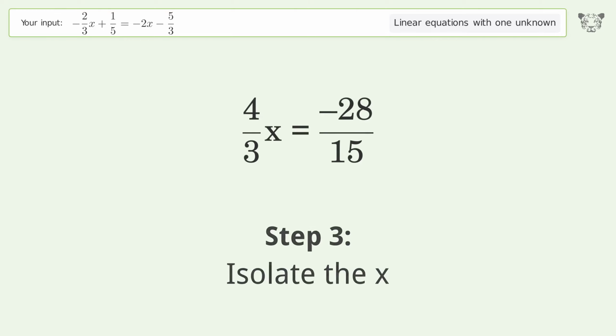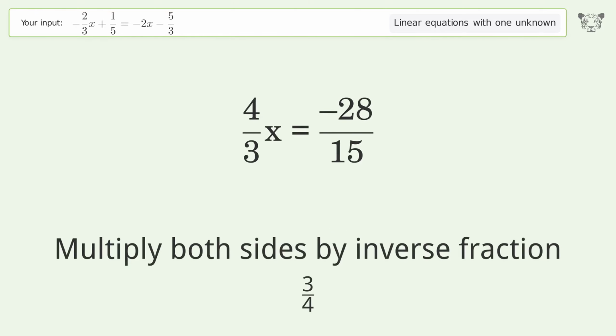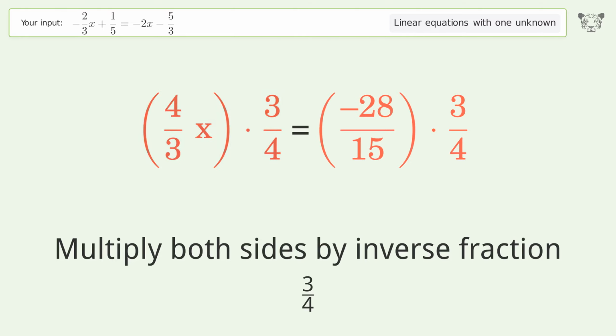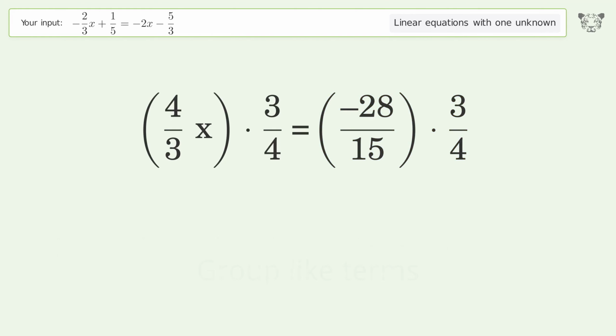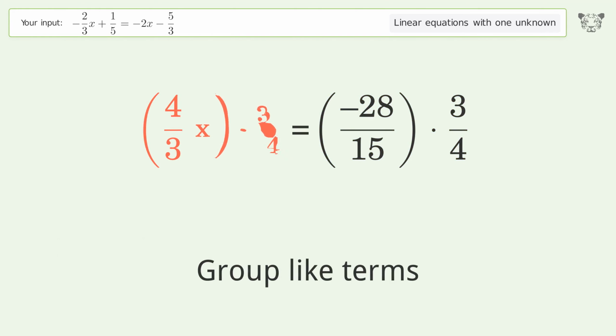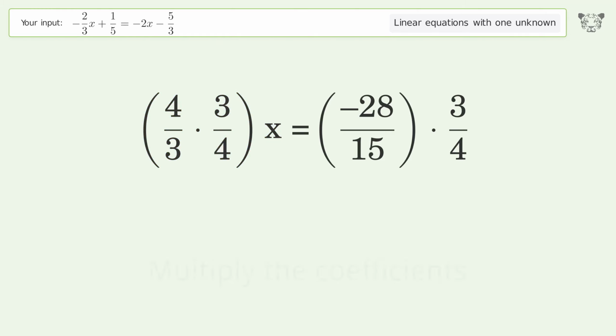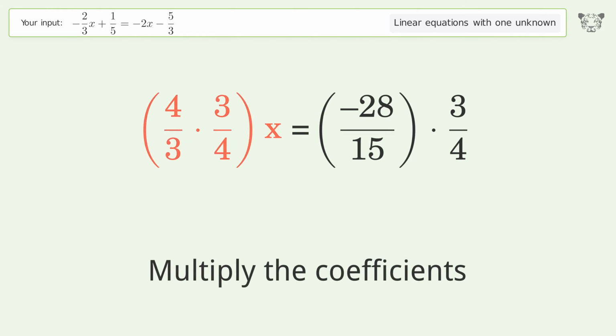Isolate the x. Multiply both sides by inverse fraction 3/4. Group like terms. Multiply the coefficients.